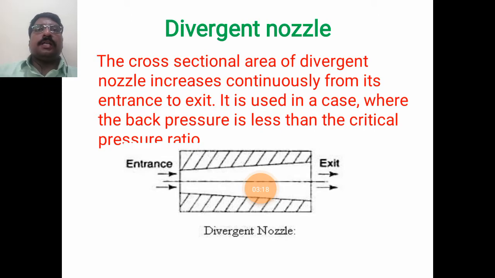So what is critical pressure ratio? Critical pressure ratio is nothing but the ratio of exit pressure to the inlet pressure. That is called the critical pressure ratio.